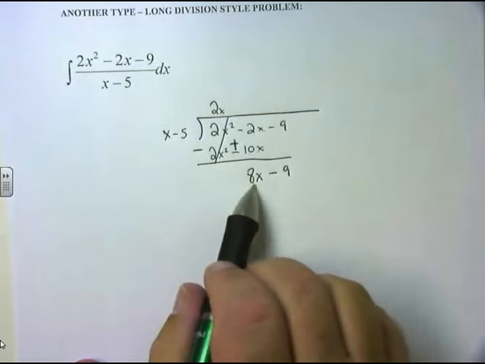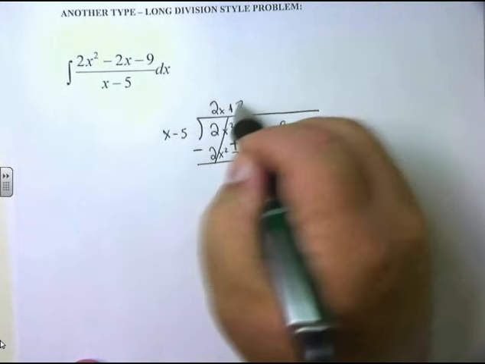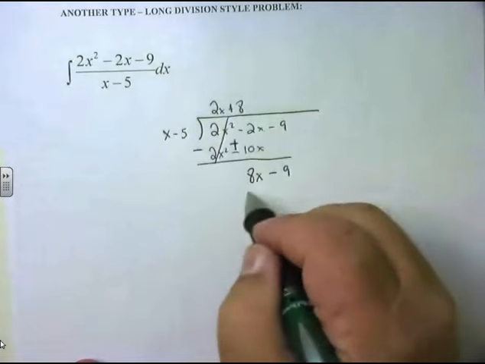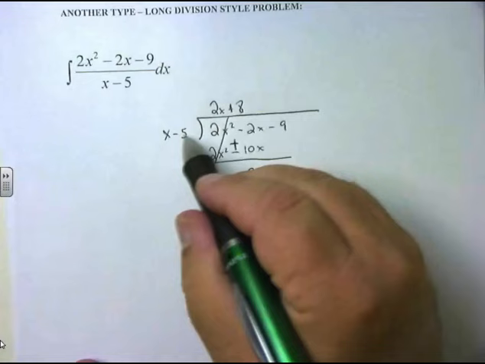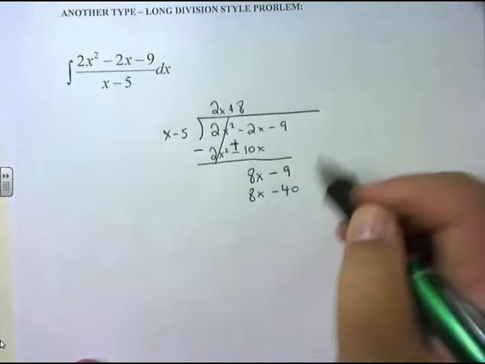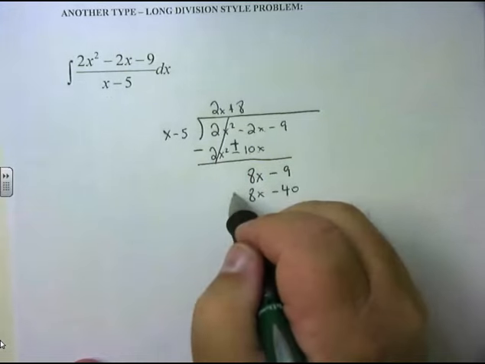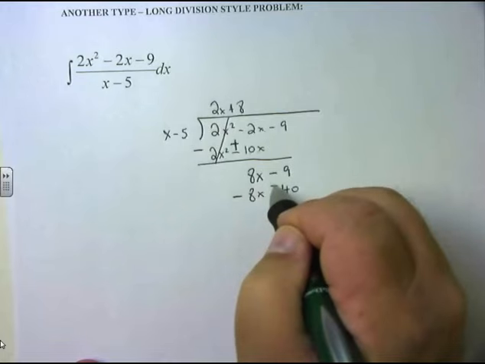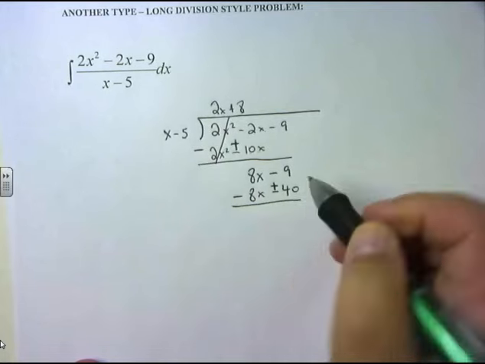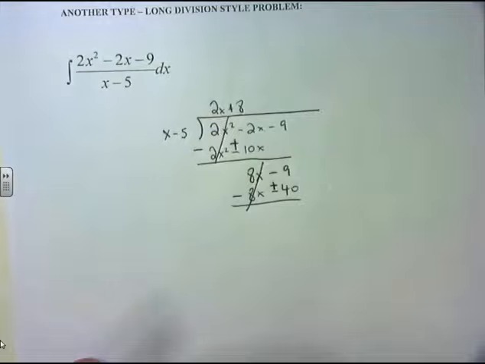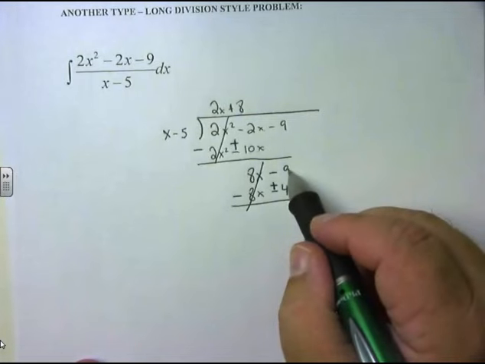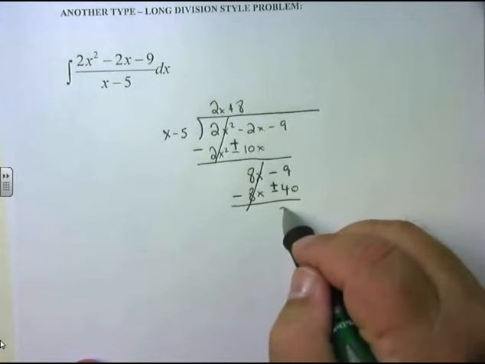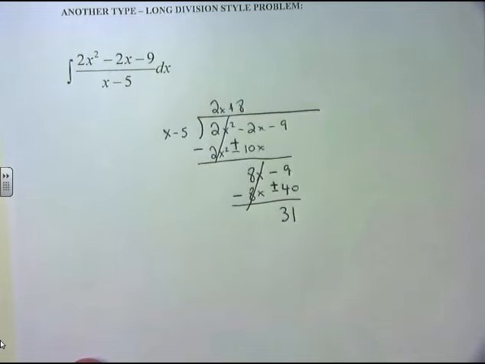What times x is 8x? Plus 8. 8 times x is 8x. 8 times minus 5 is minus 40. But then what do you have to do? You have to subtract the old long division stuff, which changes your signs, and get your remainder. The first term cancels. I've got minus 9 plus 40. That is positive 31.